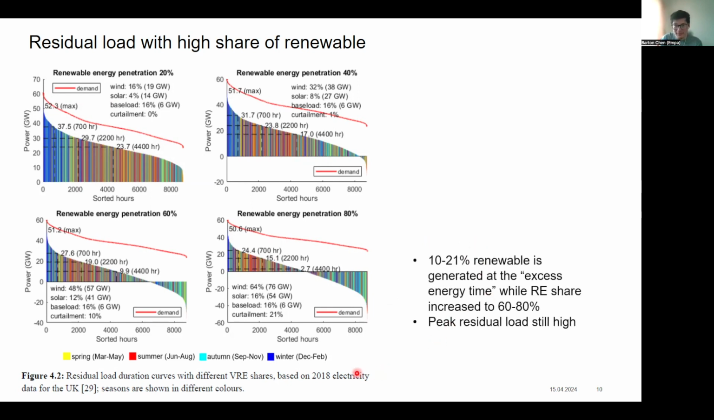So based on this very simple analysis, you can find a key problem: if we increase the renewable energy share to the plan we have in different net zero scenarios, lots of energy will be in the curtailment time. But at the same time, the peak residual load is still very high because on certain days you don't have the sun and wind, and you still have a high peak load to deal with. So that is some idea about this residual load.